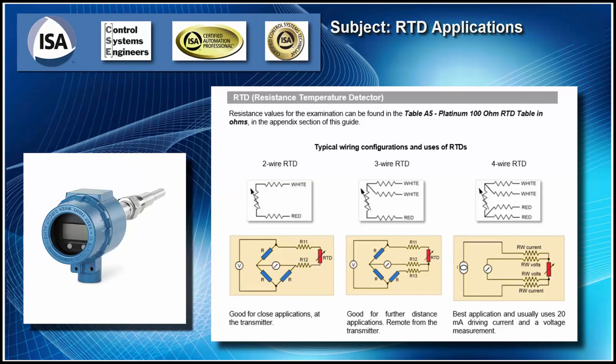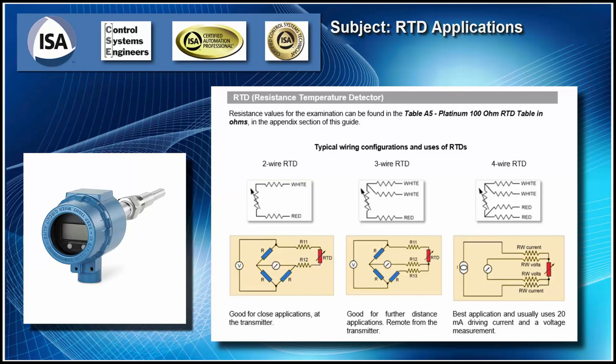But it's important to understand that these RTDs equal 100 ohms at 32 degrees Fahrenheit or 0 degrees C, and 10 ohms on the copper at 32 degrees Fahrenheit or 0 degrees C. Your resistance will change per the DIN, but they always equal 100 ohms or 10 ohms at 32 degrees Fahrenheit or 0 degrees C. Down below, it shows how to connect this temperature measuring RTD to the bridge.